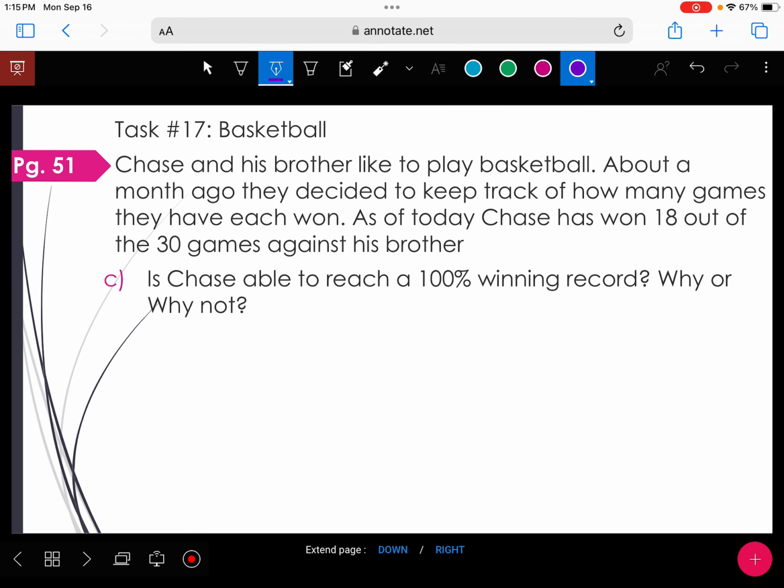All right, so let's look at part C. We don't have to calculate it on this one, just can it happen? No. Why not? Because he already lost some games. He already lost how many? 12.